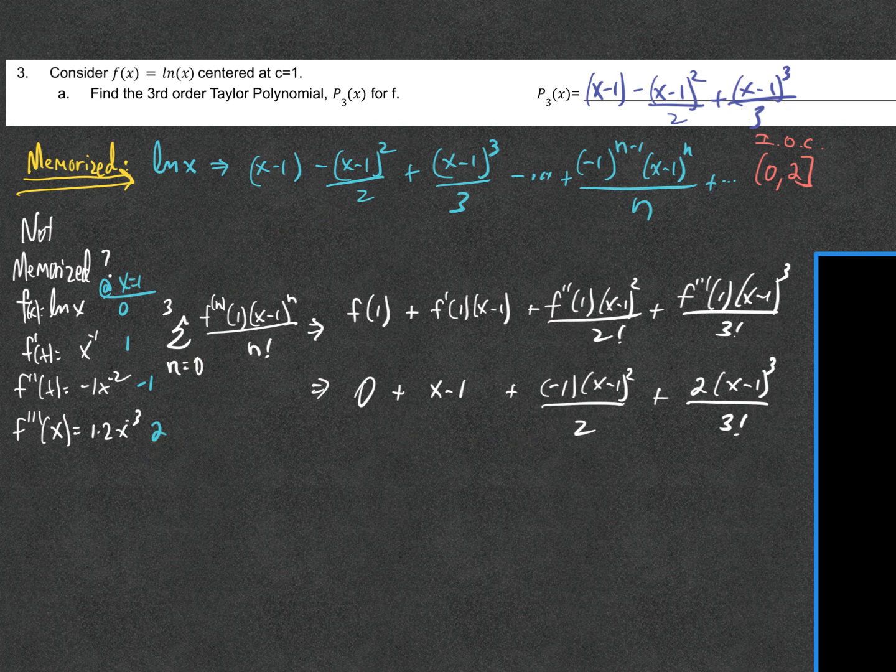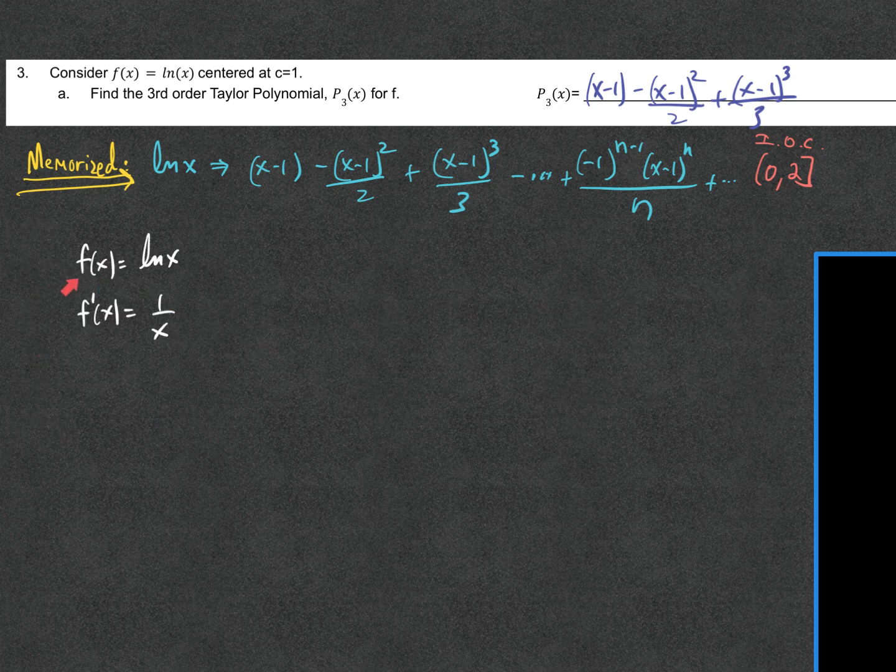What was the third thing some people did? Some people went through all the trouble to do some really nice math, but a waste of time. They realized that the derivative of f of x was 1 over x, which can be rewritten as 1 over 1 minus x, which can be rewritten this way so that we can see that it's centered at 1.